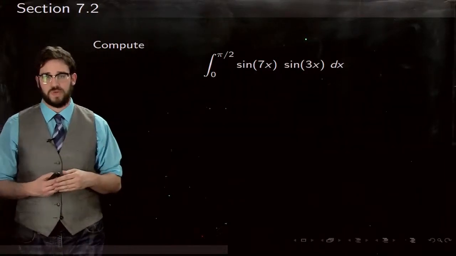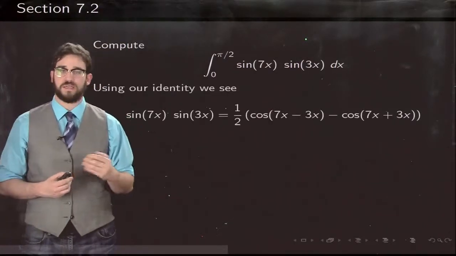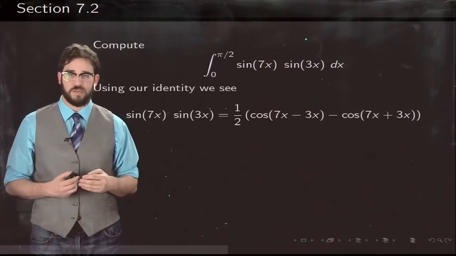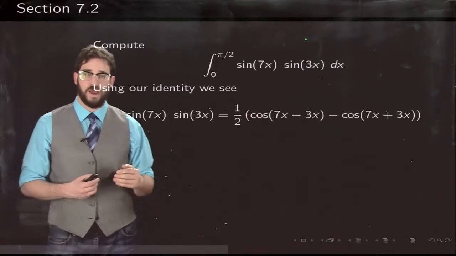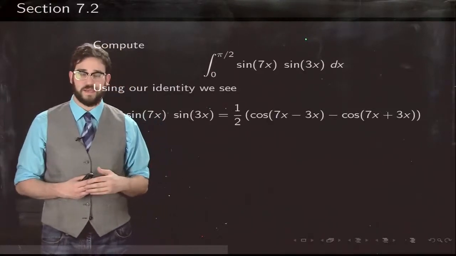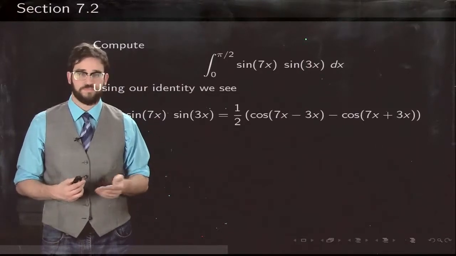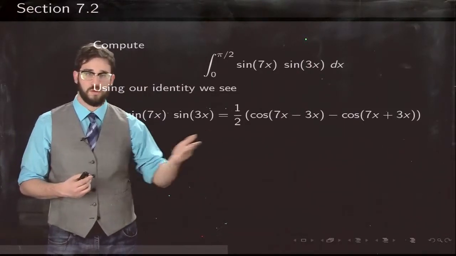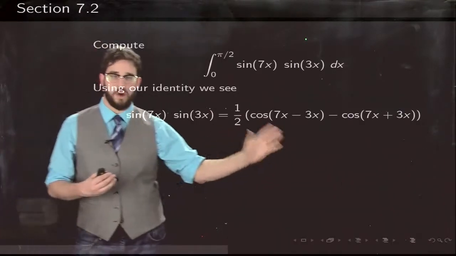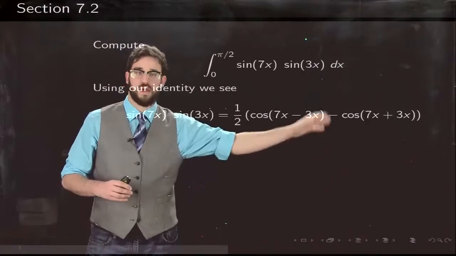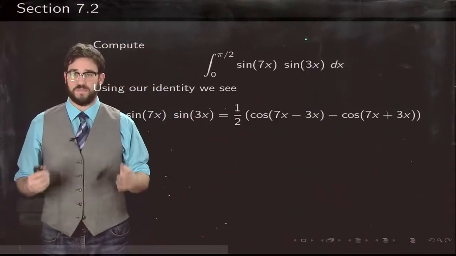So what identity do we have that can help us here? Well, we know that sine of ax times sine of bx is equal to 1/2 times cosine of (ax minus bx) minus cosine of (ax plus bx). And in this case, a is 7 and b is 3. So what can we do here? We plug it in and we have a much simpler term because it's a cosine, not times anything, and another cosine, not times anything. And we know how to evaluate those integrals.